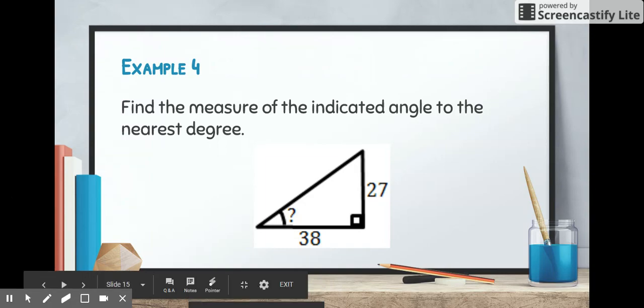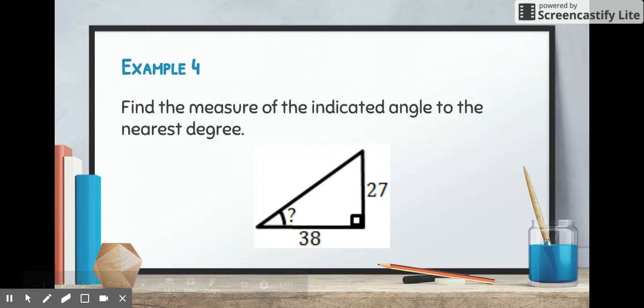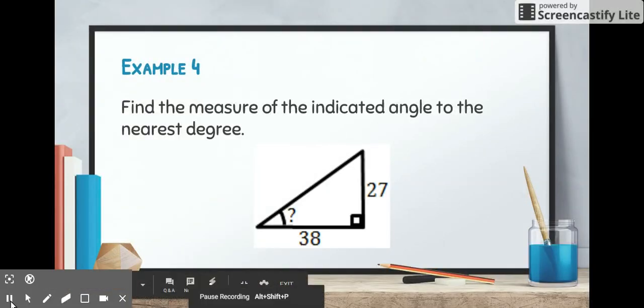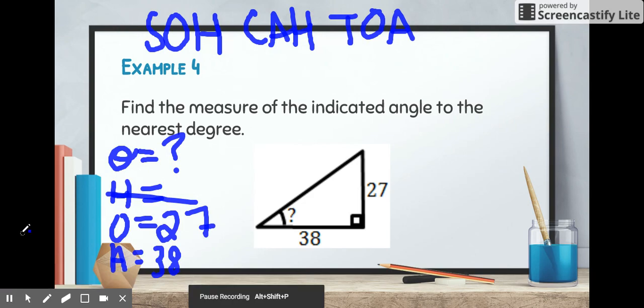All right, next example. So in this problem, we want to find the indicated angle measure rounded to the nearest degree. So I'm going to list this out like I did for the trig ratios and see if that helps you see the problem in a different way. So I know that theta is going to be equal to a question mark, what we don't know. We don't know the length of the hypotenuse. We could figure it out, but why do that extra work when we don't need to? We know the opposite side is 27 units and the adjacent side is 38 units.